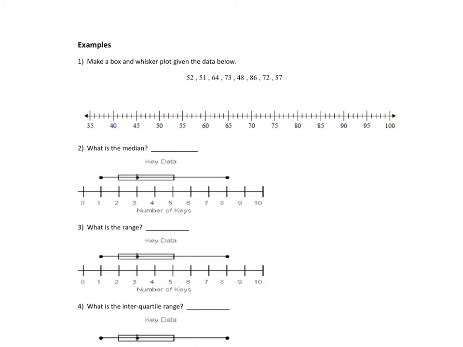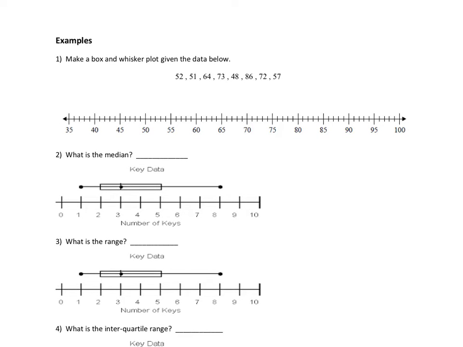Okay, make a box and whisker plot given the data below. So we're going to take this data and make our own box and whisker plot. So first things first, we're going to put it in order from least to greatest.